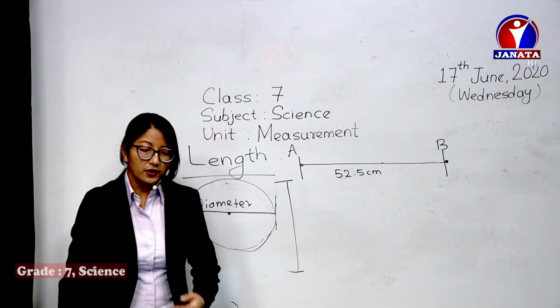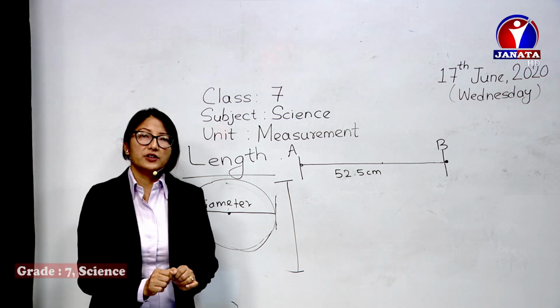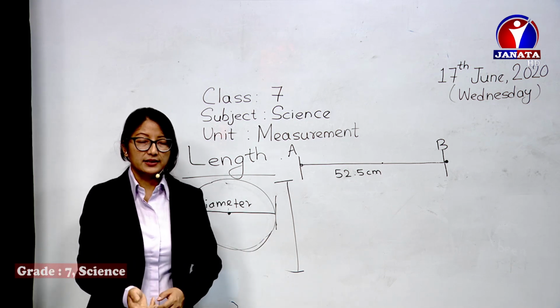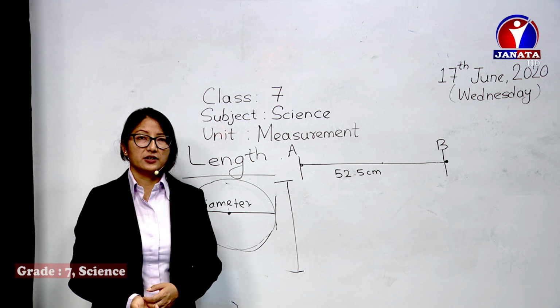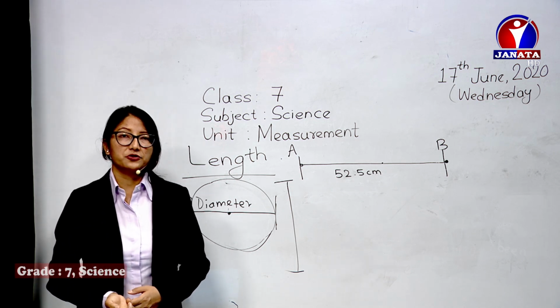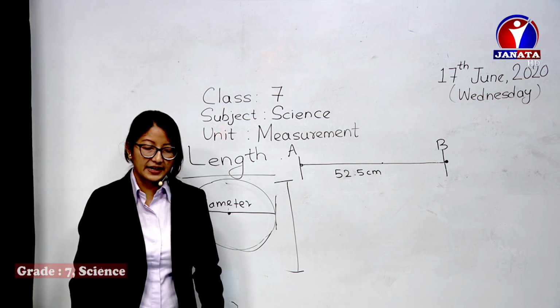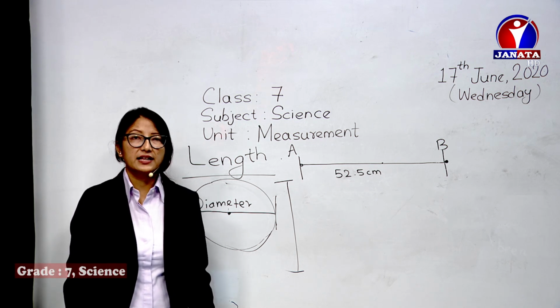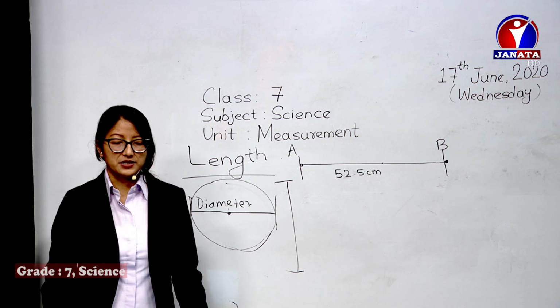So if we have to measure longer distances, we move towards the multiples of meter. Multiples of meters are decameter, hectometer and kilometer. They are the multiples of meter.